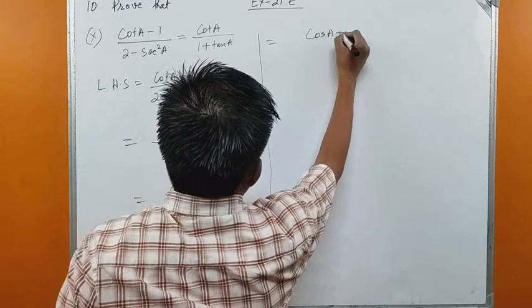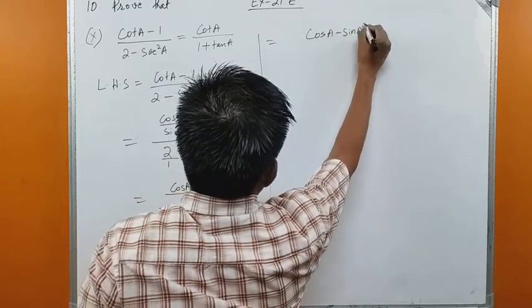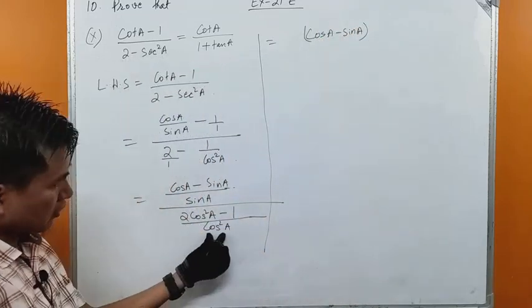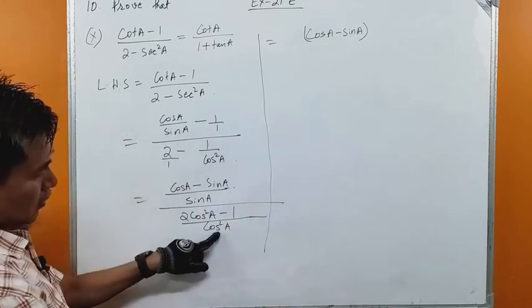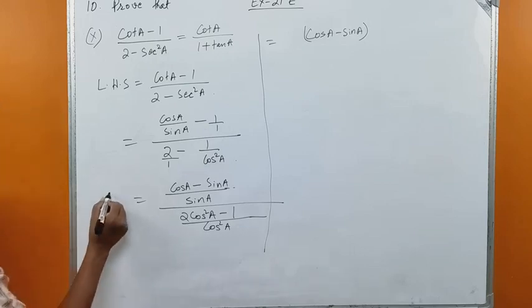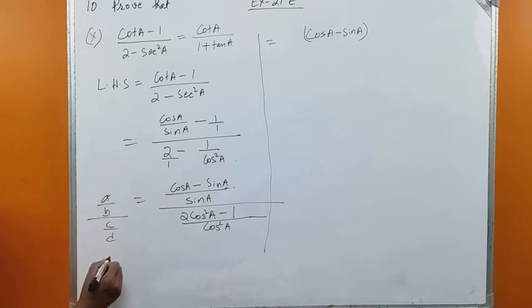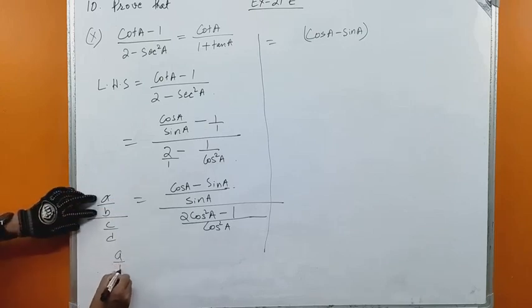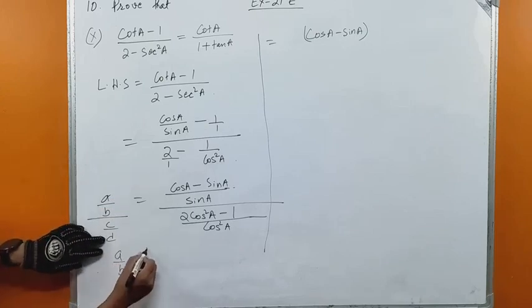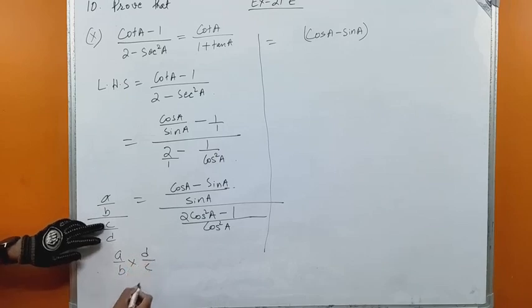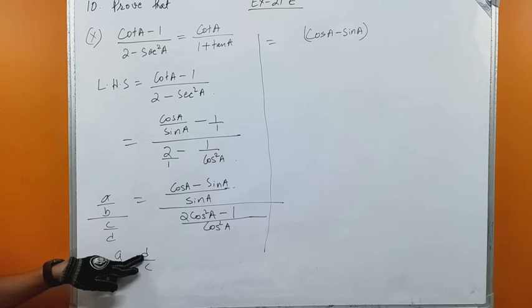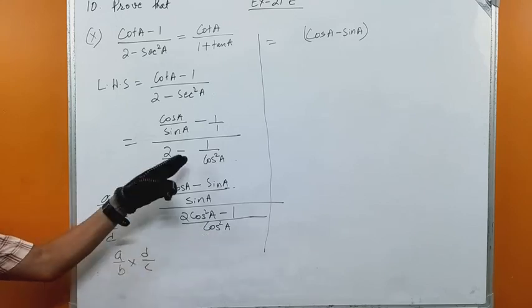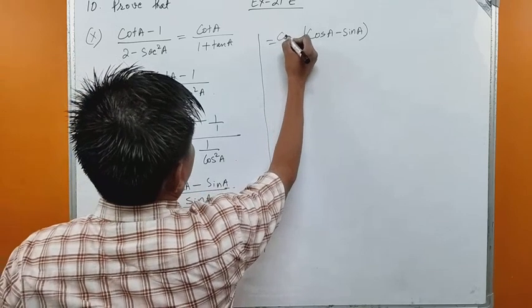cos A minus sin A. Now this cos square A from the denominator goes to the numerator, isn't it? Suppose if I have A upon B upon C upon D, then what I write is A upon B into this D goes to the numerator and C comes down. So the number in the denominator D goes to the numerator. Similarly, this cos square A goes to the numerator. So cos square A.